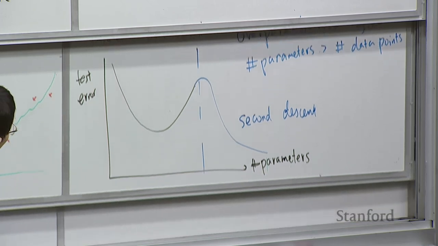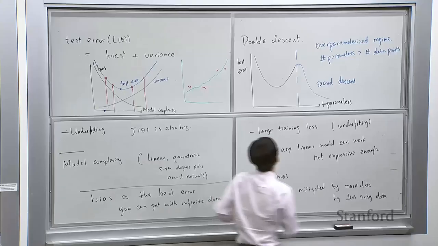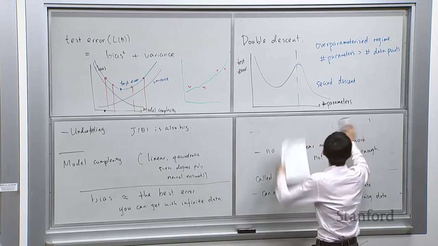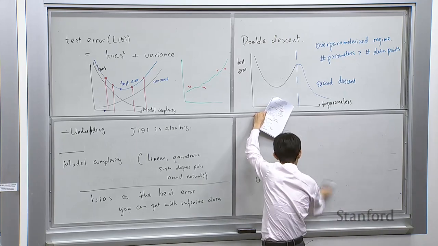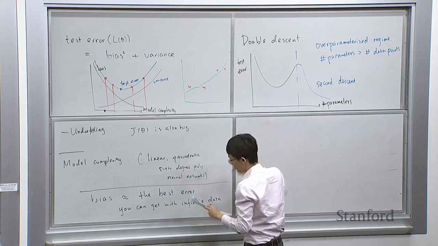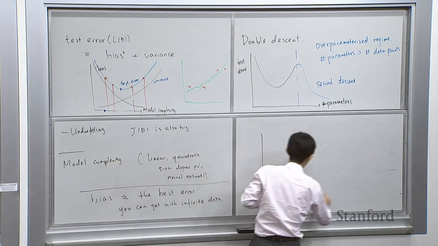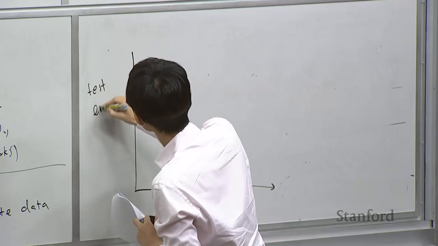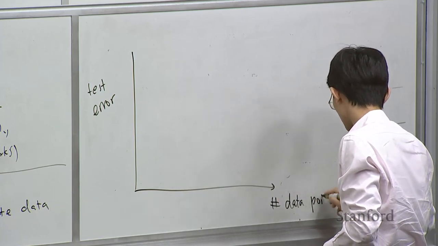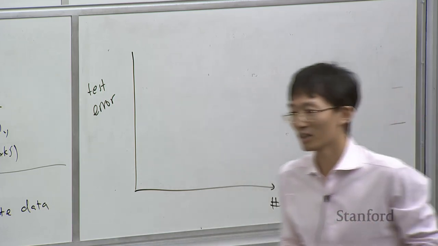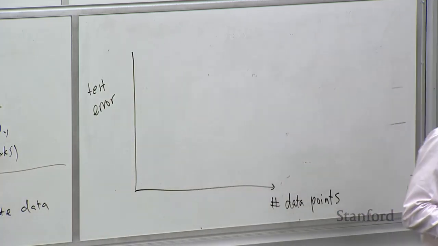But before that, let me also give another related phenomenon, which is also called double descent, but it's called data-wise double descent, as opposed to model-wise. Here I'm drawing a similar graph, but on the x-axis, I'm going to change the number of data points. The y-axis is still the test error. Maybe you have a guess first: as you have more and more data points, how does the test error change?